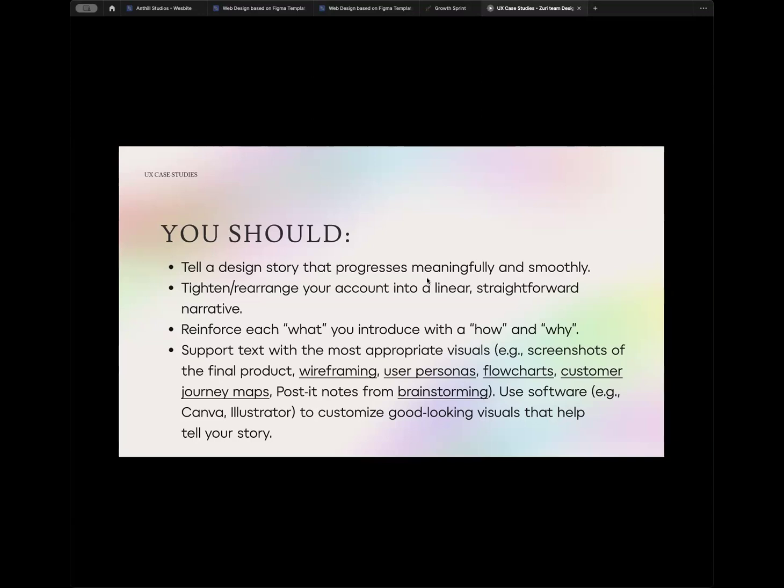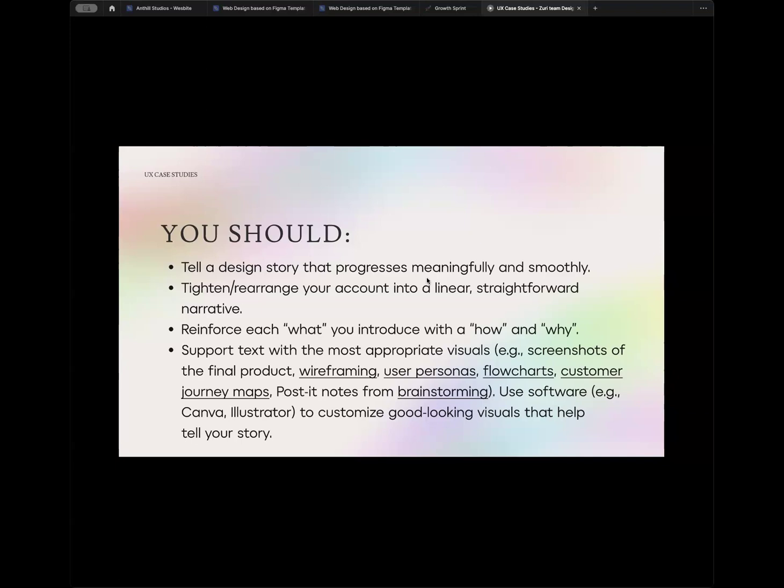Do you understand? Then reinforce each what. Every time you say what you did, reinforce it with a how and a why, both, right? So if I'm saying, oh, I did this, the question is, how did I do it? And why did I do it? Right? You should remember this from what we're talking about. Talk about what you did, talk about the lessons from it, and the rest.